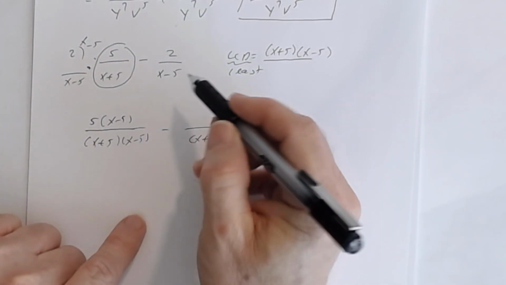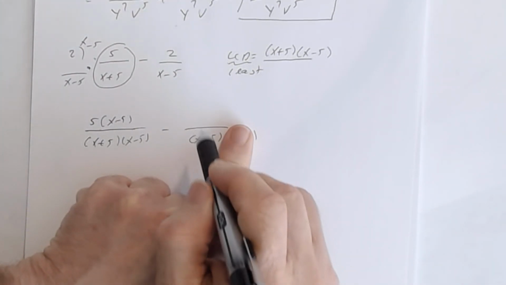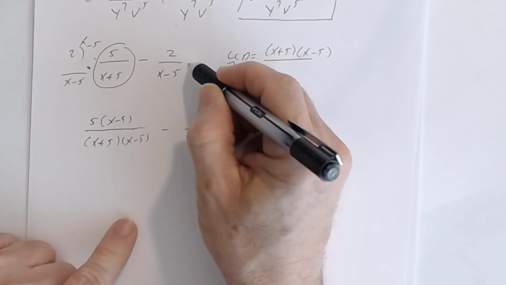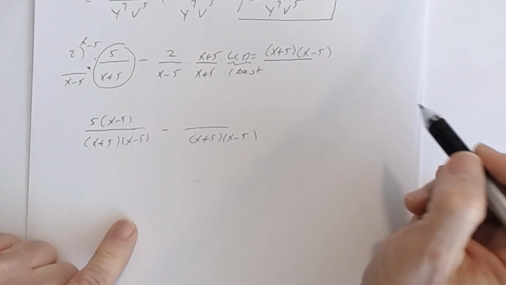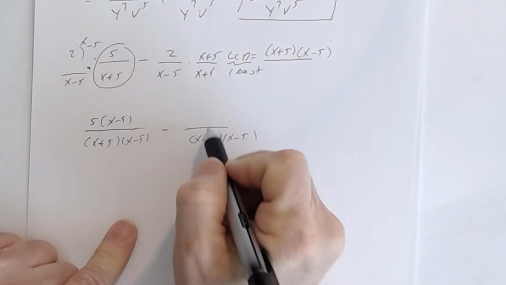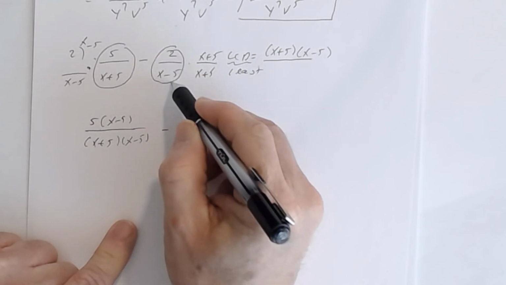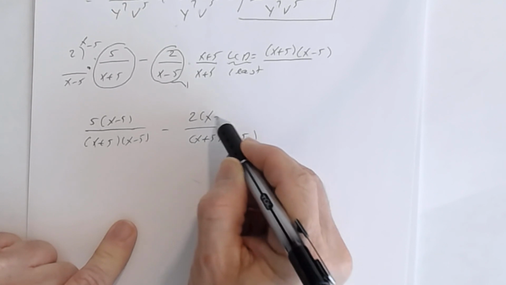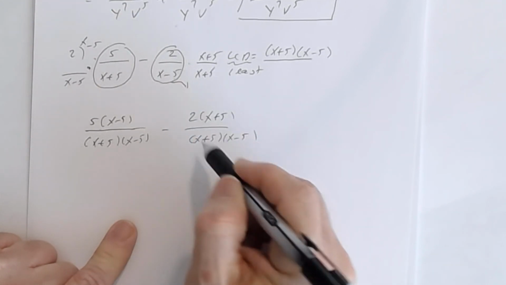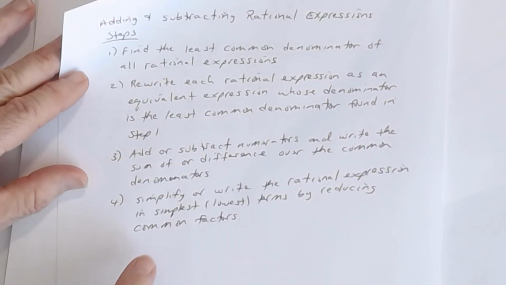Now let's talk about this one. I have an x minus 5, so I'm going to cover it up. I'm missing the x plus 5, so I'm going to say times x plus 5 times x plus 5. Now notice, this times this, that's this. And so now this rational expression is equivalent to this times this divided by this times this. So that's your step 2. Step 2 was to write equivalent rational expressions.